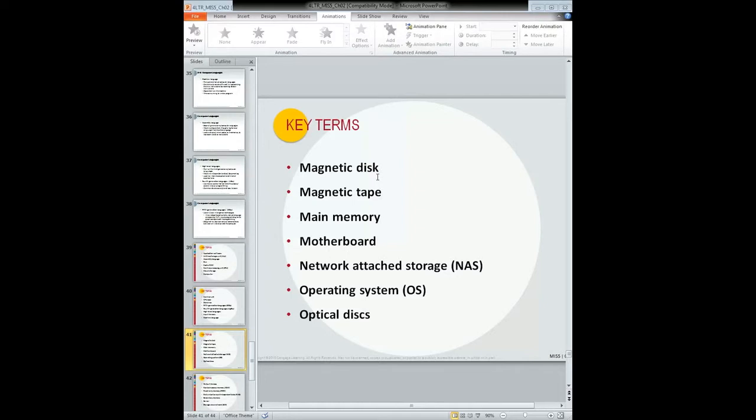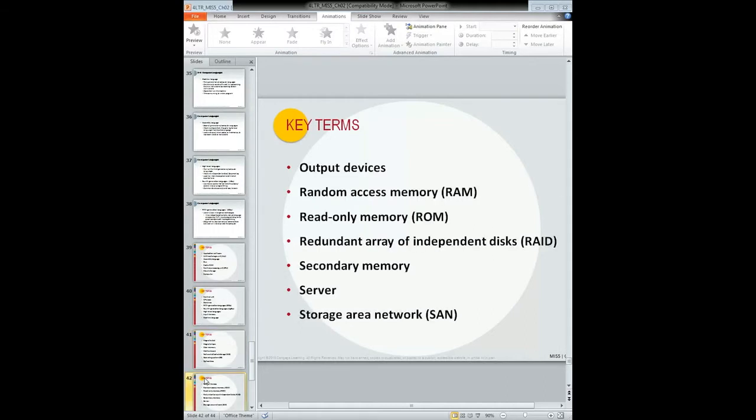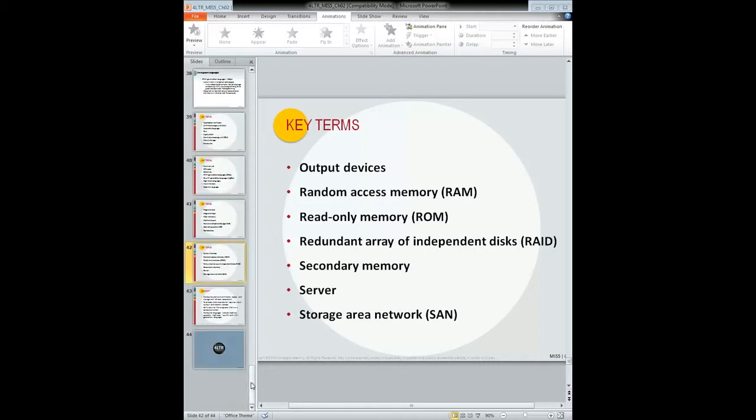We talked about NAS. We talked about operating system and optical disk. Also, we have talked about RAM, ROM, RAID or redundant array of independent disks. We talked about secondary memory, server, and storage area network. So you can look up these key terms in your book.